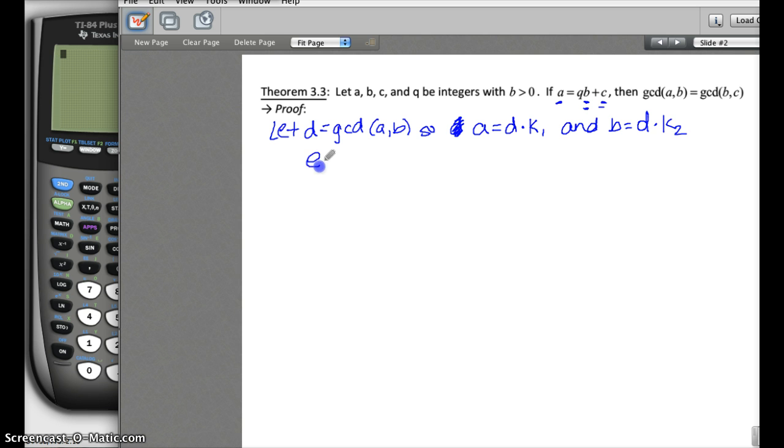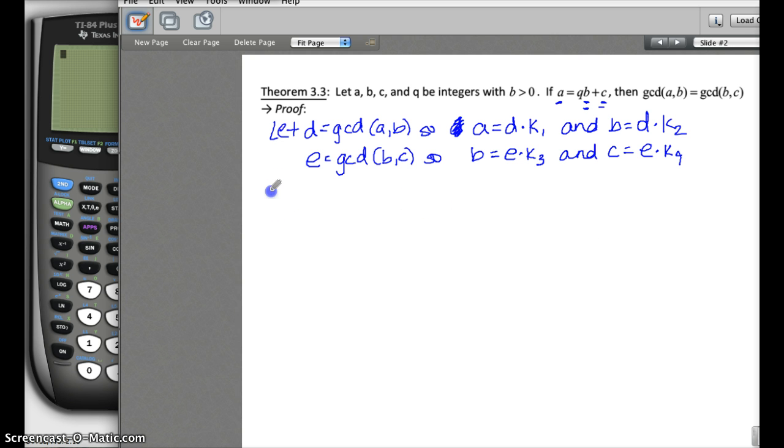Now let E be the greatest common divisor of B and C. So we could say that B is equal to some constant times E, so E times, we'll call it K3. And also C is equal to E, our greatest common divisor, times some K4. So K1, K2, K3, and K4 are all integers.